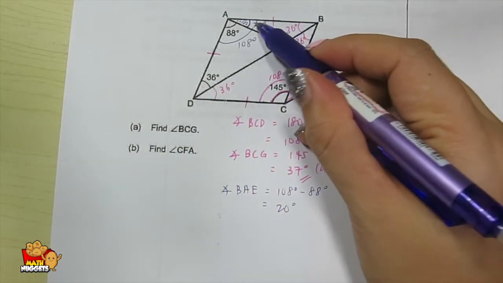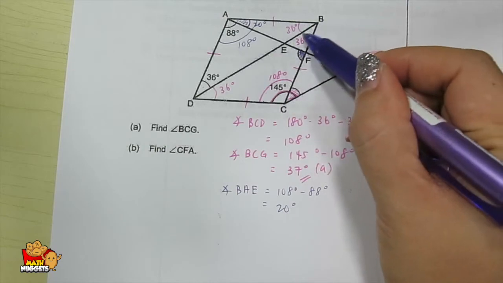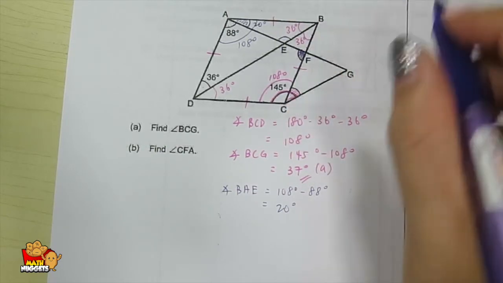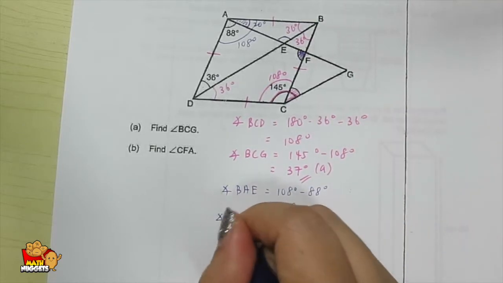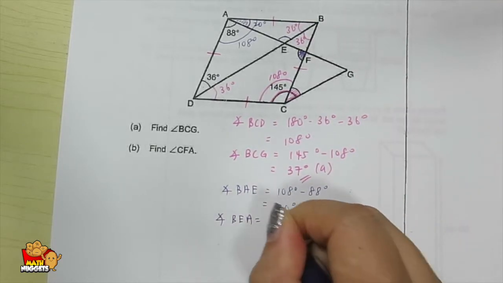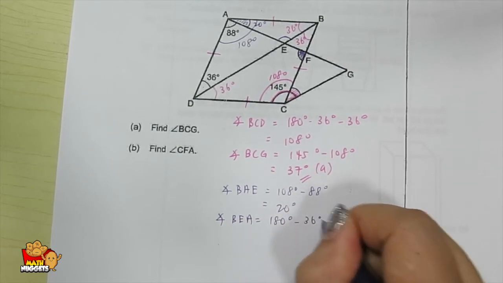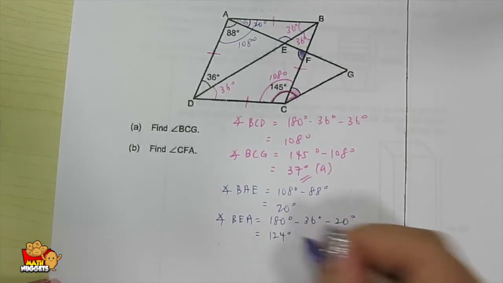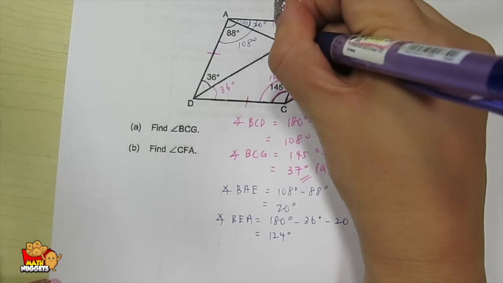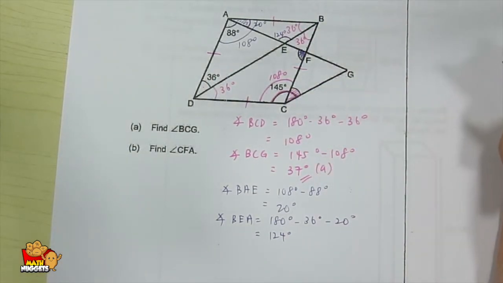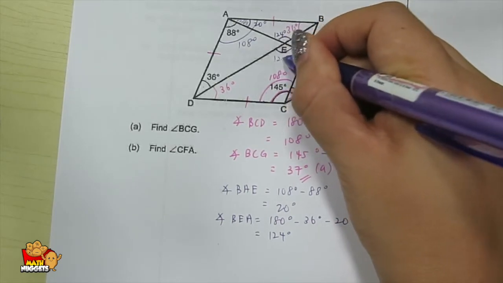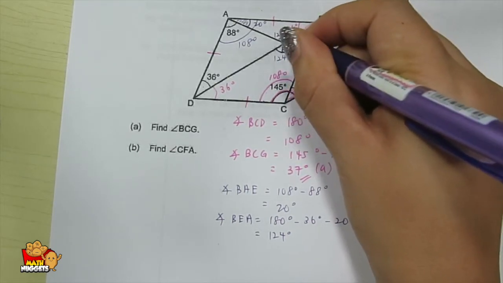If I know this is 20 degrees, you see angles in the triangle again, they make up 180 degrees. I can find out what this is. So angle BEA is equal to 180 minus 36 minus 20, 124 degrees. So this is 124 degrees. So if this is 124, this is 124, because vertically opposite angles.